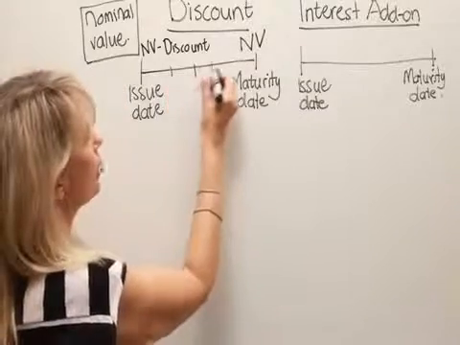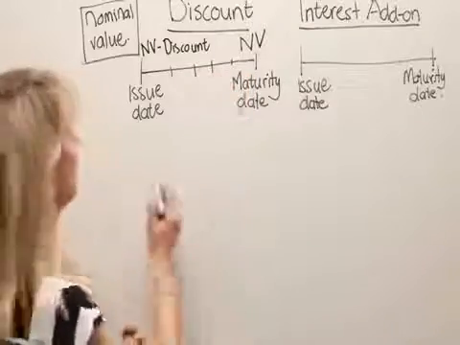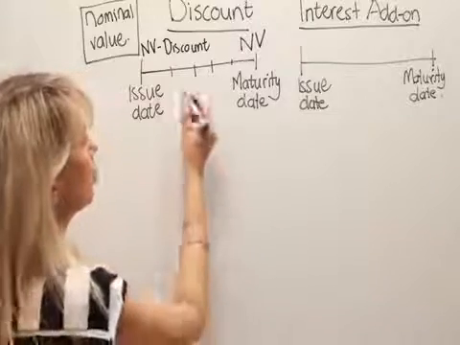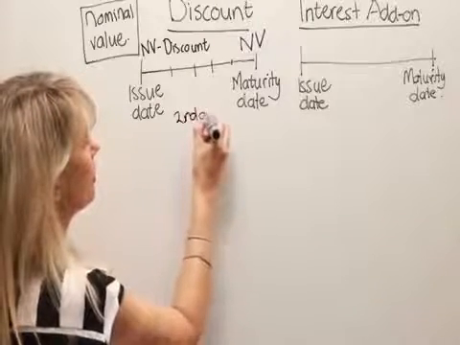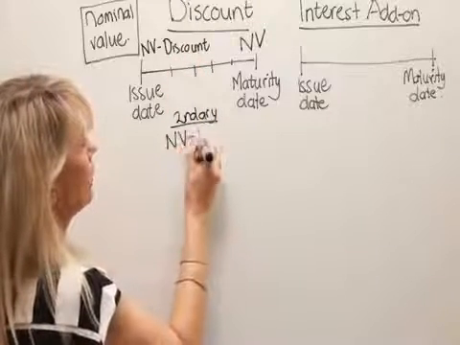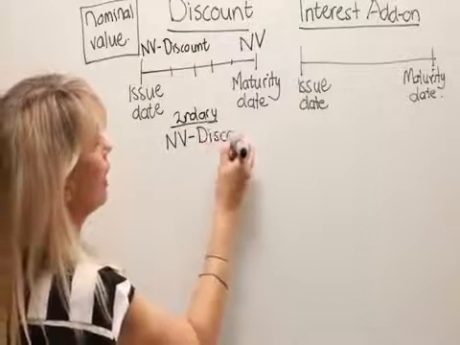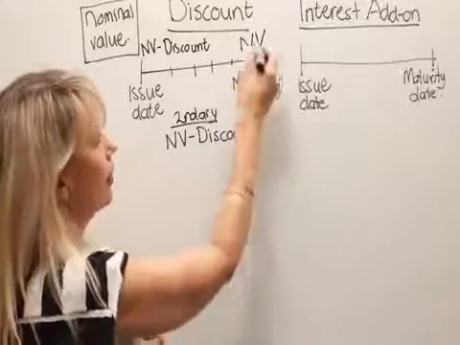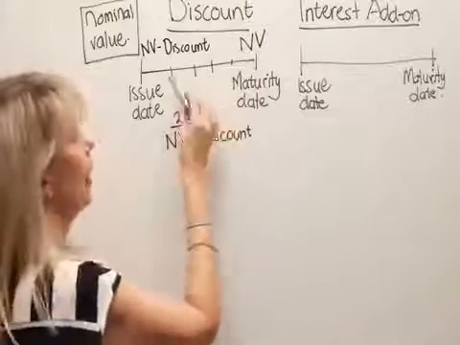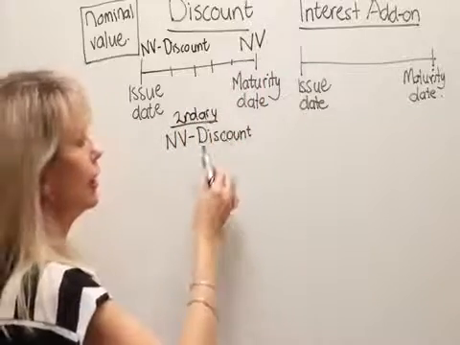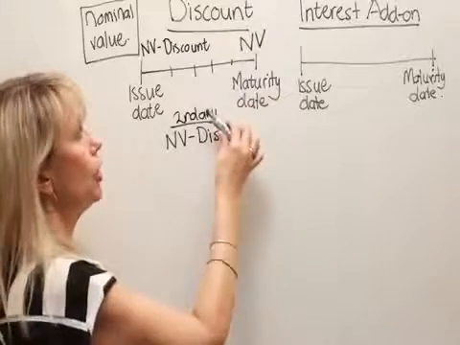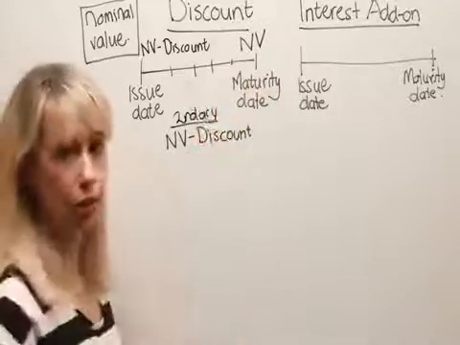Anytime it trades before the maturity date, between the issue date and the maturity date, when it trades in the secondary market, it's also going to trade at a discount, so you will pay less than the nominal value because you want to earn a return. The discount that you receive will determine the return that you earn on this discount instrument.